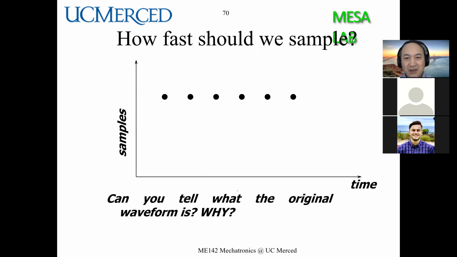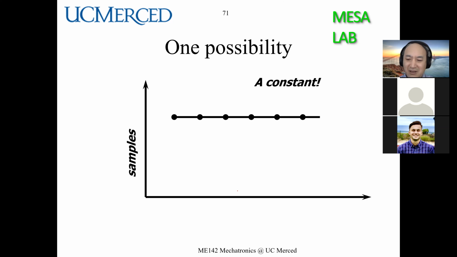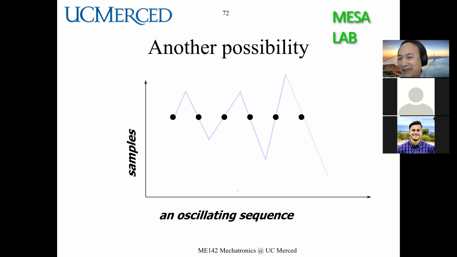Suppose you are given a discrete sequence like this. The question is, what is the original continuous function? You thought this is a constant. You are right, you are not wrong. But this is only one possibility. There are other possibilities. It could be an oscillating sequence like this.